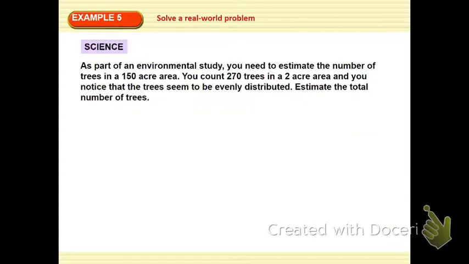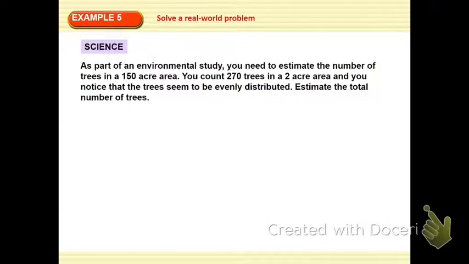Here's an example of when you can apply proportions in a real world problem. As part of an environmental study, you need to estimate the number of trees in a 150-acre area. You count 270 trees in a 200-acre area. You notice the trees seem to be evenly distributed. Estimate the number of trees. How could we set this up? Any ideas?